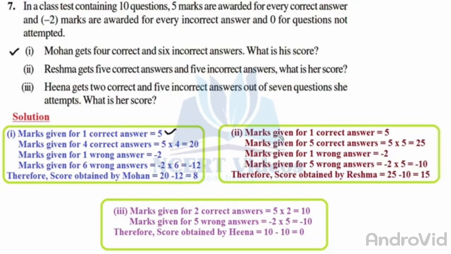Now Reshma gets 5 correct answers. Again doing the same thing, 5 5s are 25. So you got the idea how to do this. Now marks given for a wrong answer is minus 2. She attempted 5 wrong, therefore 10 negative, because minus 2 into 5. Her total score is positive minus negative. Therefore she scored 15 marks.